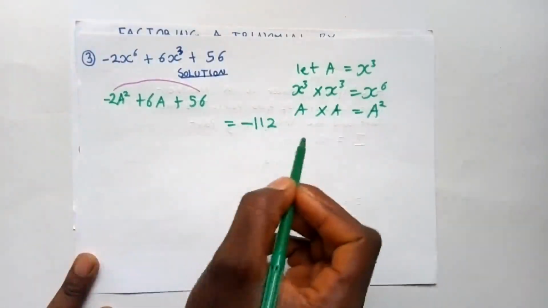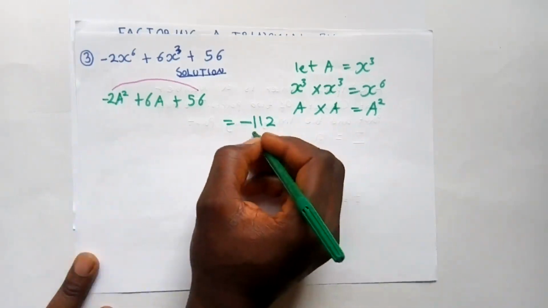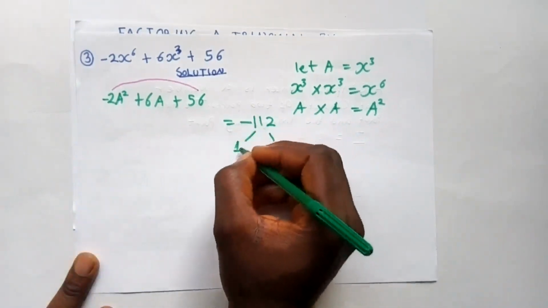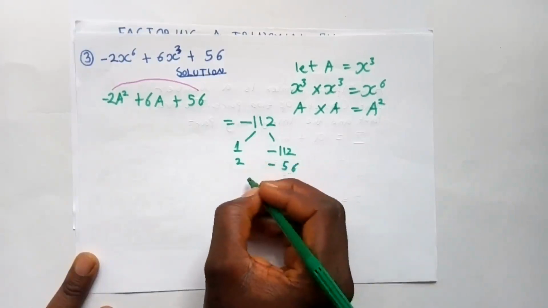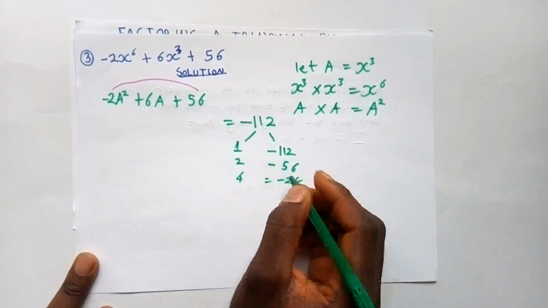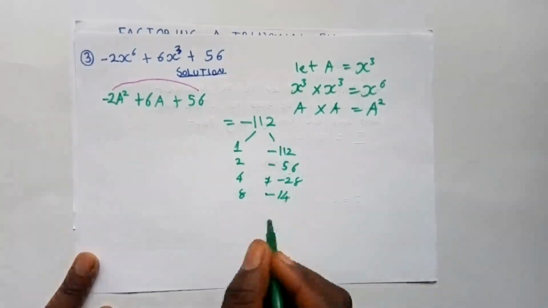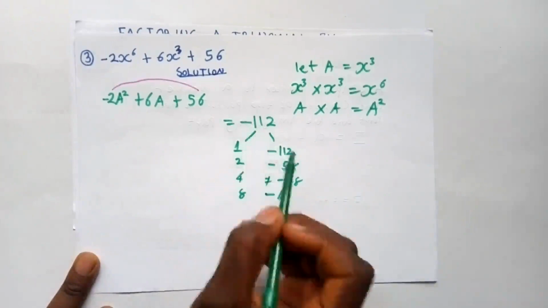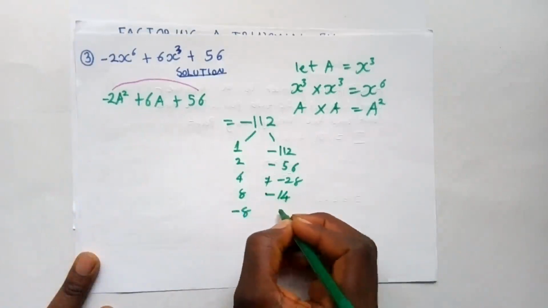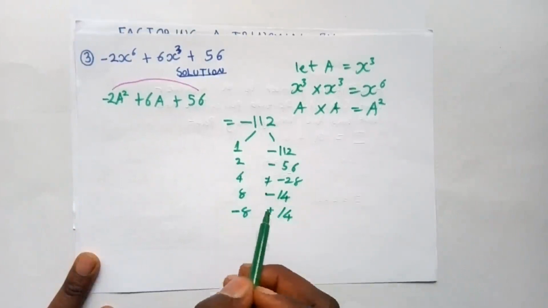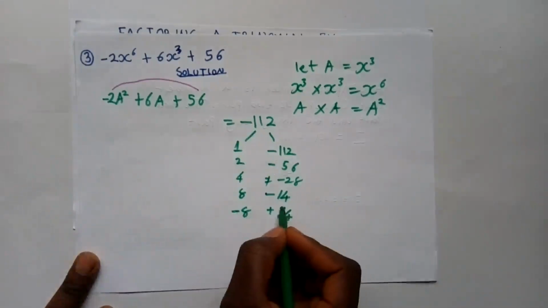So we are looking for two numbers that multiply to minus 112 and add to positive 6. Minus 112 divided by 1 gives us minus 112. Divided by 2 gives us minus 56. Divided by 4 gives us minus 28. Divided by 8 gives us minus 14. 8 multiplied by minus 14 gives us minus 112, and 8 plus minus 14 gives us minus 6, not positive 6. So we can change this to minus 8 and positive 14. Minus 8 multiplied by plus 14 gives us minus 112, and minus 8 plus 14 gives us 6. So these are the two factors we are looking for.